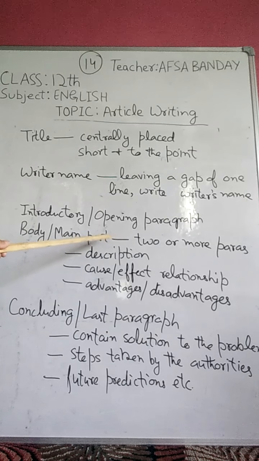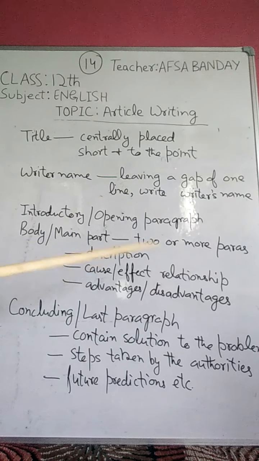It can be divided into two or more paragraphs, and it includes the description, cause and effect relationship, and advantages and disadvantages of the problem. So this is the main part of your article and you write everything in detail. Unlike what we learned in paragraph writing, where we have to write everything in one go, in article writing you divide your article into different paragraphs.